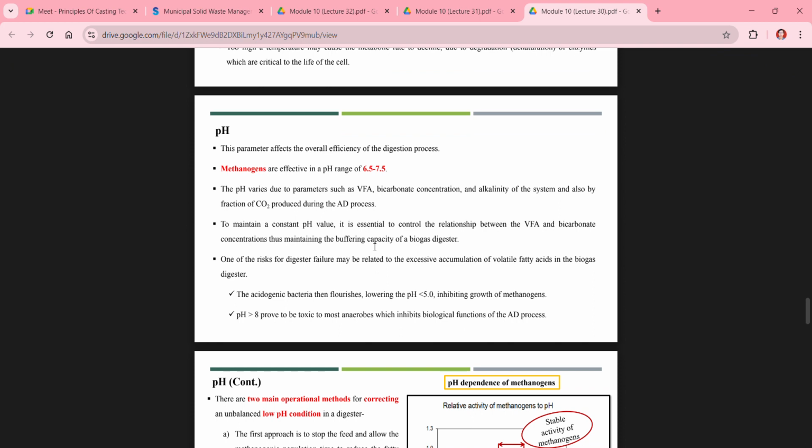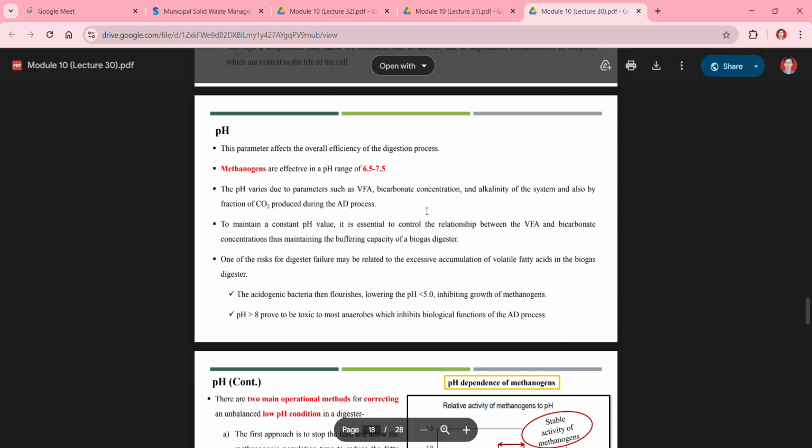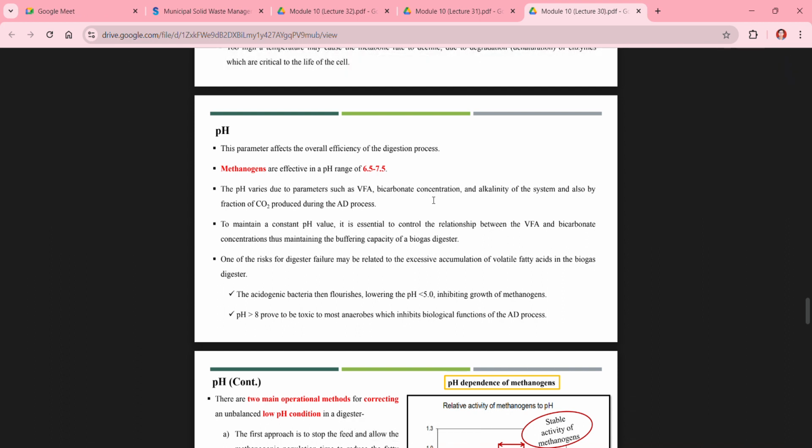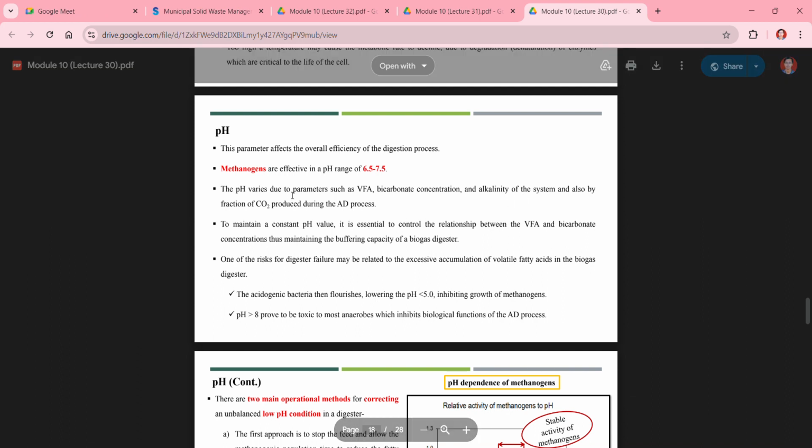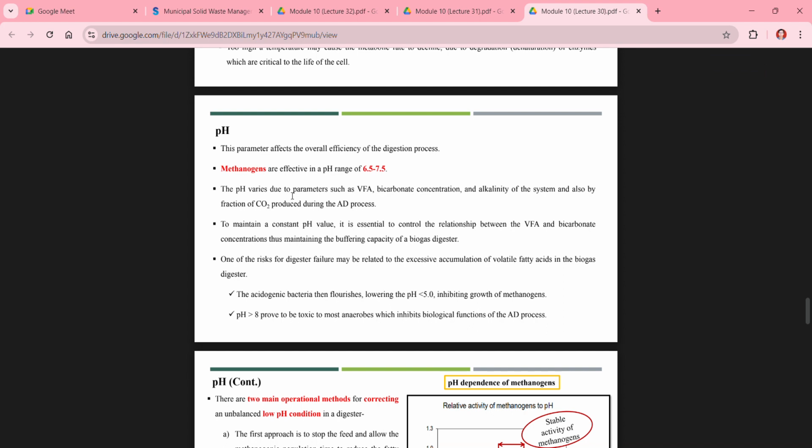The methanogens are effective in a pH range of 6.5 to 7.5. So we have to maintain that pH range during the whole anaerobic digestion process. And this pH varies due to the temperature, such as VFA, bicarbonate concentration and alkalinity of the system, and also by the fraction of CO2 produced during the AD process. Because if CO2 generation is on the higher side, that will convert the material into carbonic acids, and that will lower the whole pH of the system.